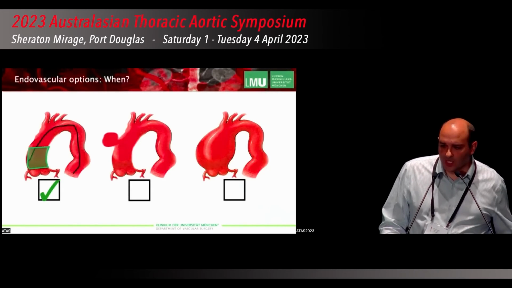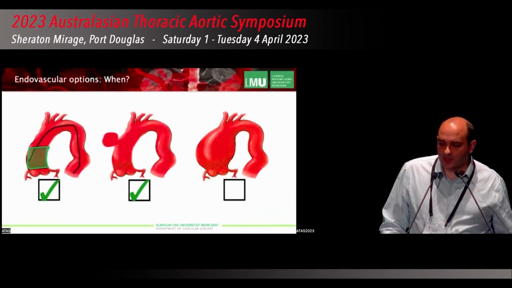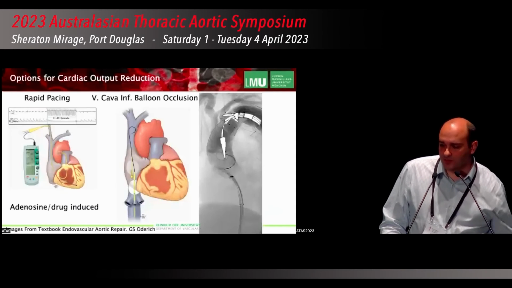So endovascular options, yes, there are quite a few things we can do right now. We can definitely not deal with the ascending repair, and that was the most common reason why these patients were turned down for endovascular repair also in our feasibility study. I think that's something we need to look into.